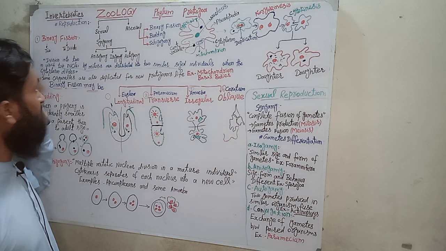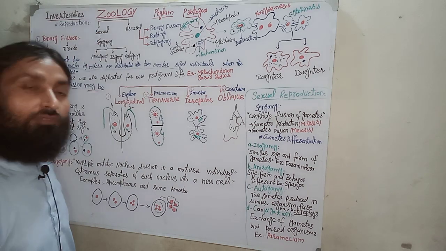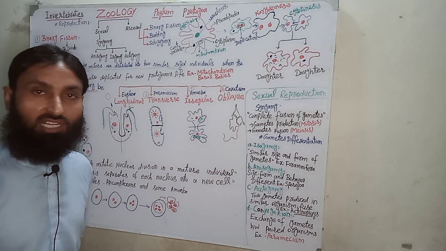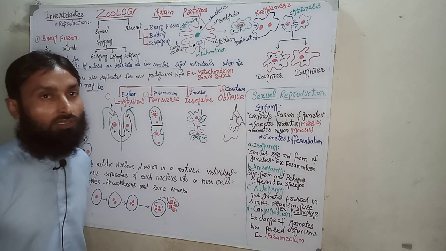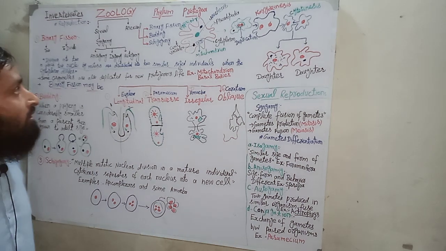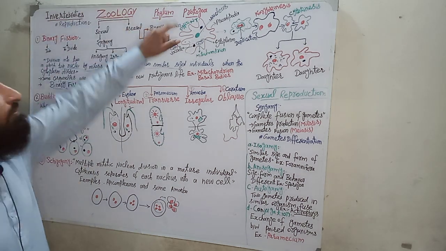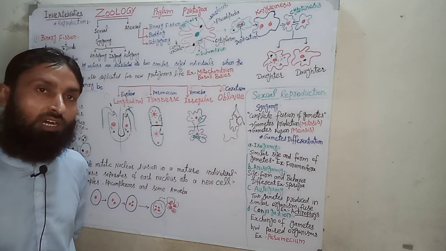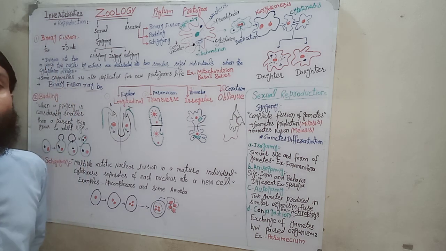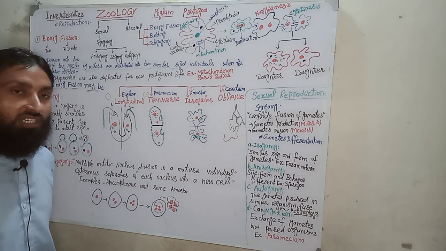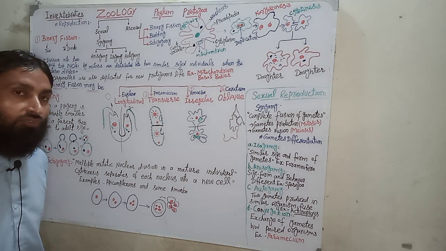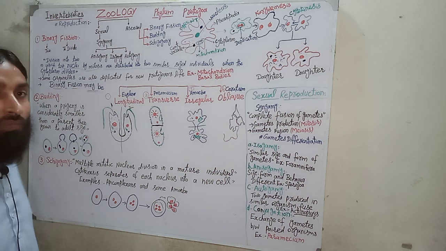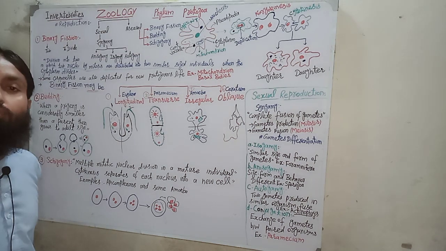We are discussing invertebrates zoology, and from invertebrates zoology, our first part is animal diversity first. From animal diversity first, we are discussing phylum Protozoa. We have recorded our 2 lectures about the phylum Protozoa. Today, this is our 3rd lecture about phylum Protozoa. In today's lecture, we will discuss the reproduction of phylum Protozoa.